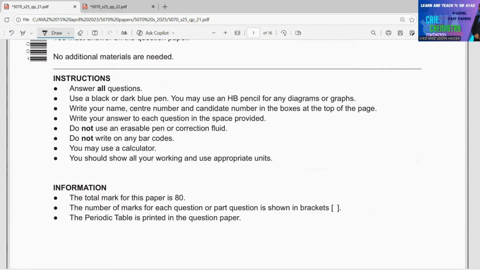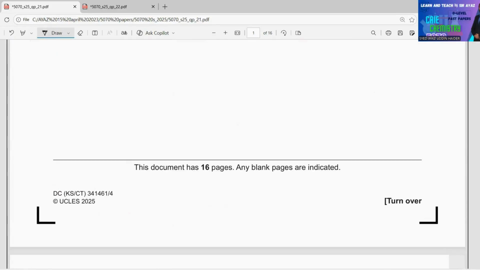You're not allowed to use an erasable pen, or write on any barcodes. You can use a calculator. You should show all your working on this paper. Total mark for this paper is 80. The periodic table is printed in the question paper. So let's start the paper.